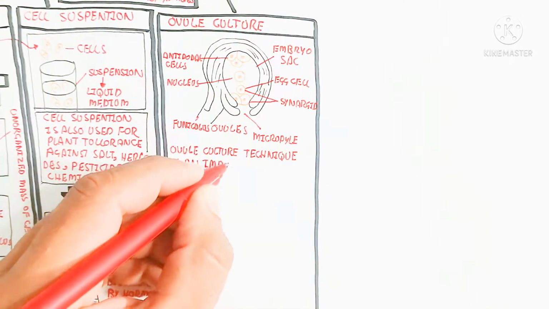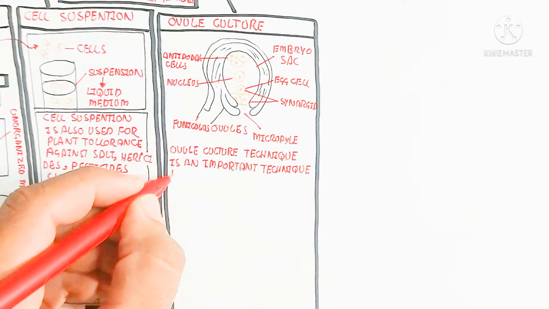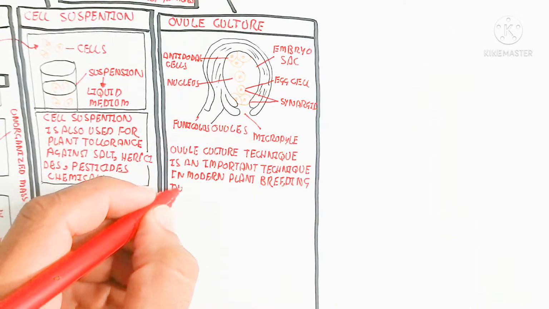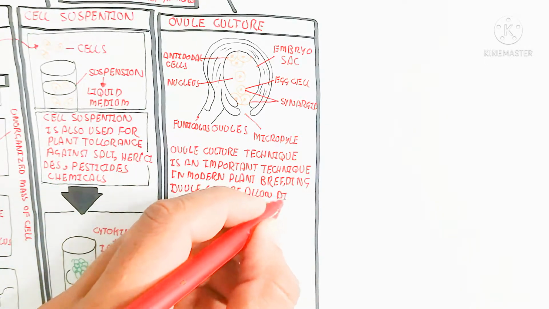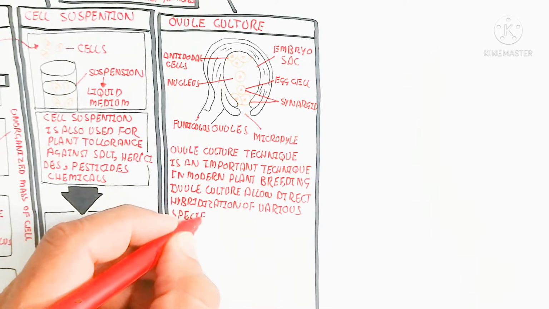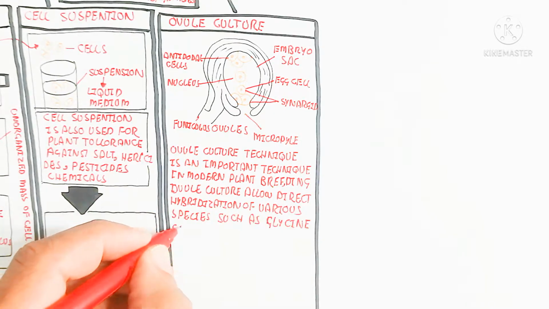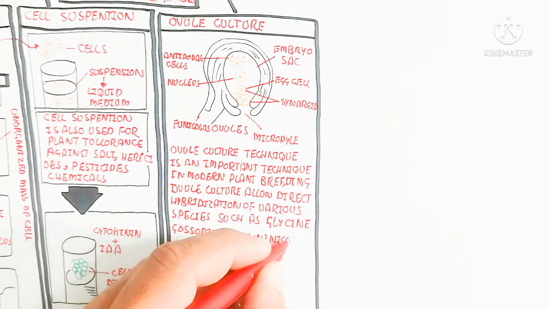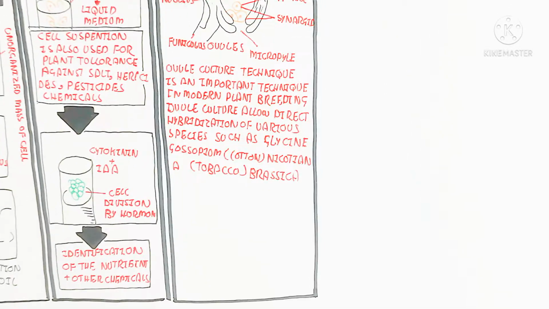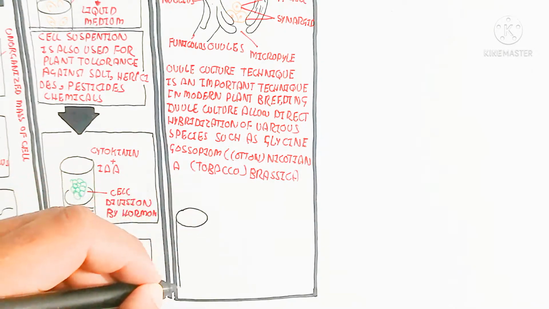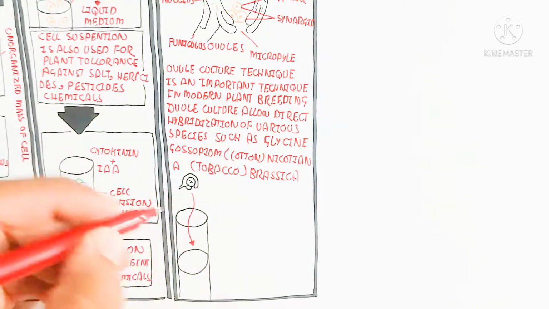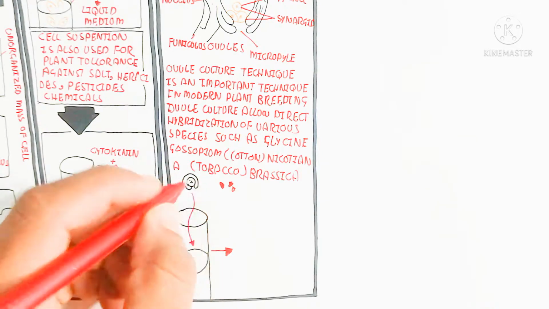And culture technique is an important technique in modern plant breeding. Ovule culture allows direct hybridization of various species such as Glycine, Gossypium (cotton), Nicotiana tabacum, and Brassica campestris. What does that mean? That means we can hybridize by our choice of gametes, or pollen will be introduced by fertilization, and put into the culture media to produce the recombinant plant. The recombinant plant will be formed in the culture media.